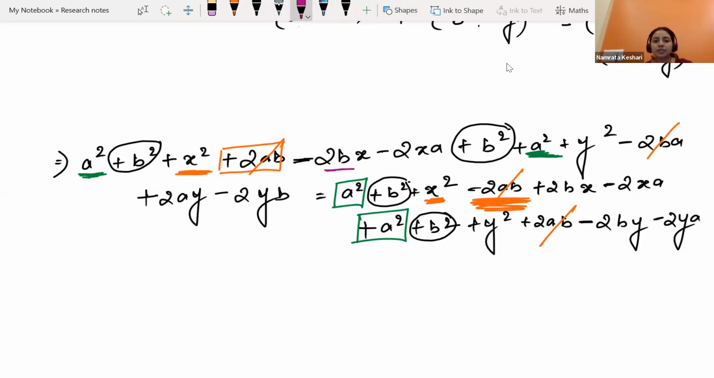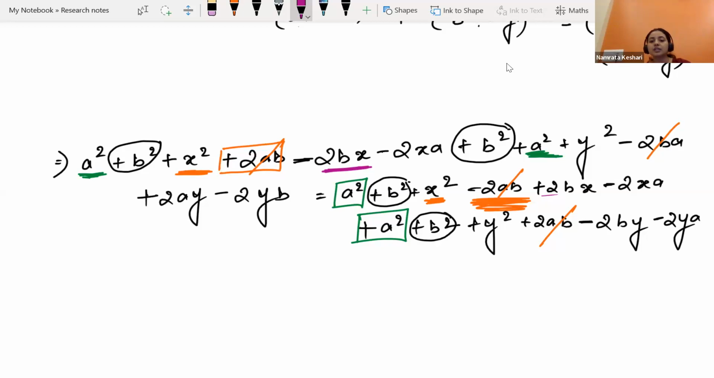So 2bx, we can see one 2bx over here. Any more 2bx? No. On the other side there is 2bx, but that is positive, and here it is negative. When we keep it on one side, we'll be able to do the simplification. So we will not cancel them.